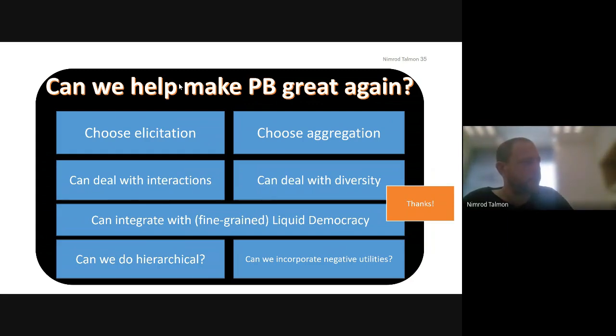And I think that if we really can come up with good algorithms and we can deploy them in the real world, then this can really make a nice impact on societies in cities that use participatory budgeting. Thank you very much.